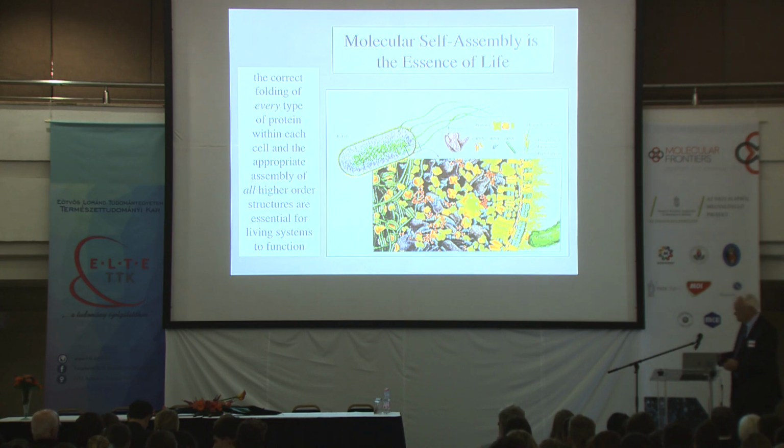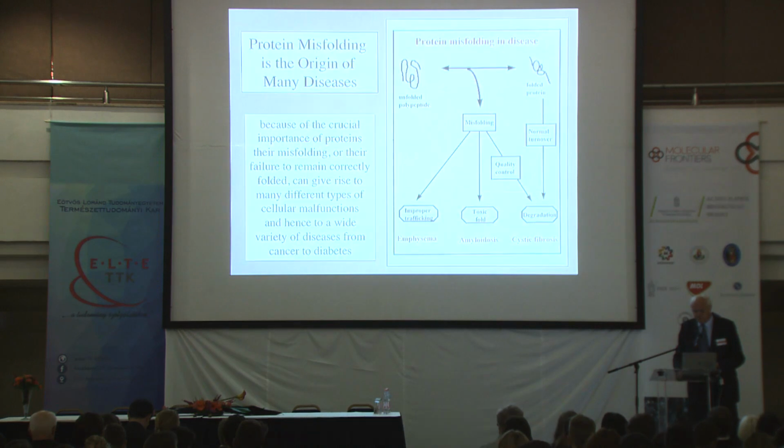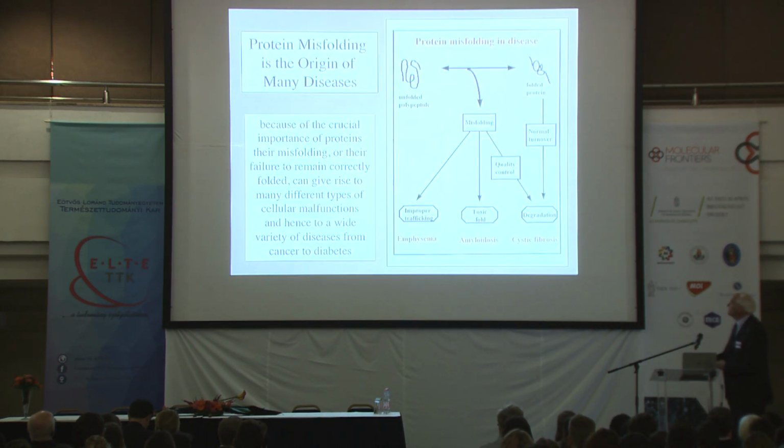And we got interested about 25 years ago in a question of what happens if proteins don't fold to those correct structures, but if you like, if they misfold in biology. And it turns out that protein misfolding is the origin of many diseases. Because they're so important, if proteins don't fold properly or don't remain correctly folded, then there'll be malfunctions in the cell, and a whole range of diseases from cancer to diabetes are now known to be very strongly connected with this misfolding phenomenon. And this gives a very simple picture of this.